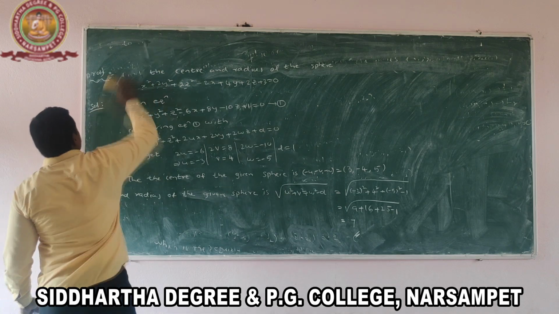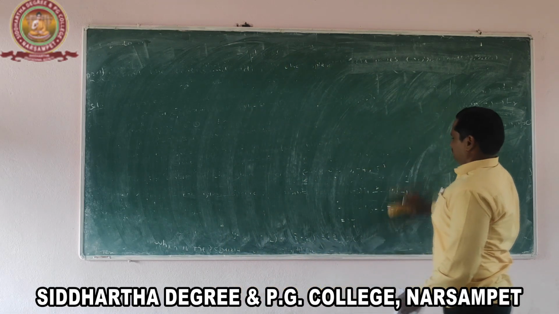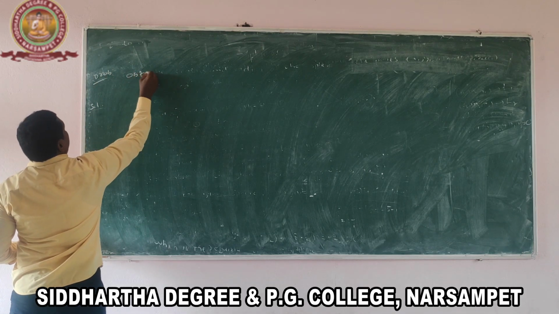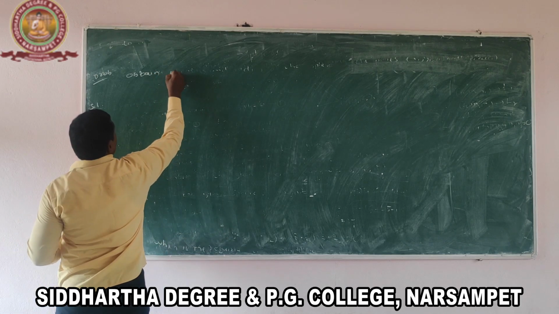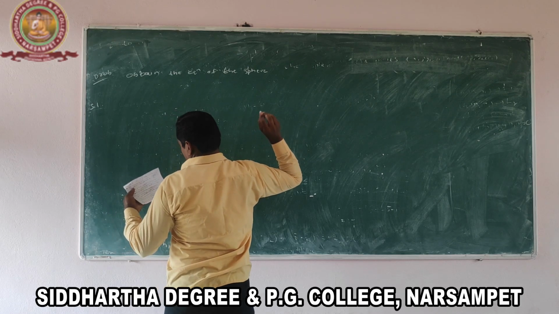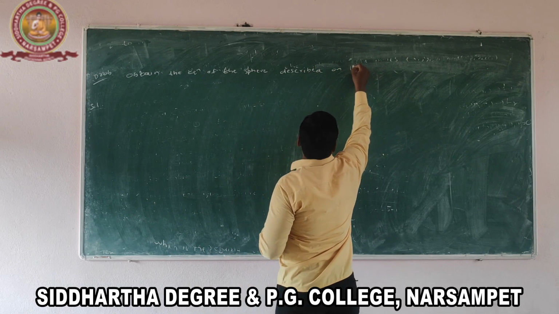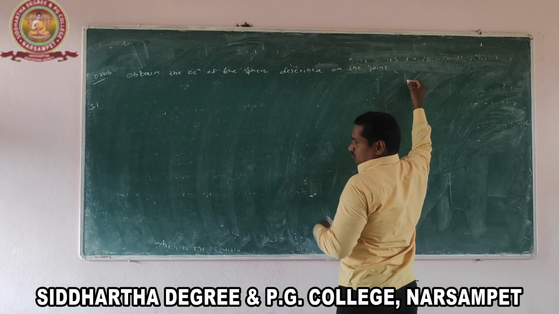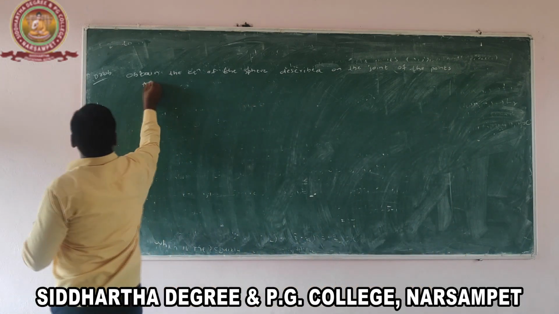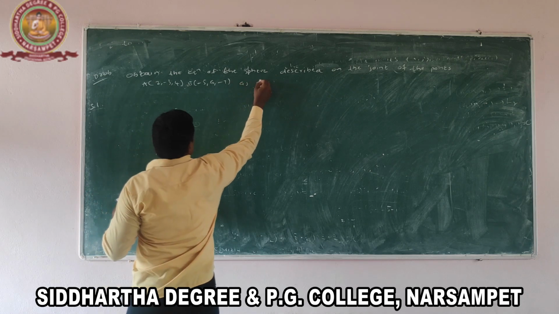Now let us do another model. Obtain the equation of the sphere described on the join of the points A(2, minus 3, 4) and B(minus 5, 6, minus 2) as diameter.